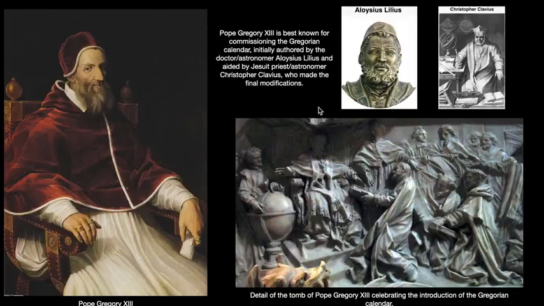Here's Pope Gregory VIII. He commissioned the Gregorian calendar, initially authored by the doctor astronomer Aloysius Lilius and aided by Jesuit priest astronomer Christopher Clavius, who made the final modifications. So the Gregorian calendar is just a huge Jesuit project, of course, and they have to throw the globe in with it just for good measure.